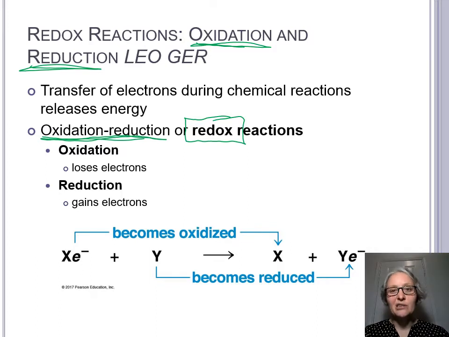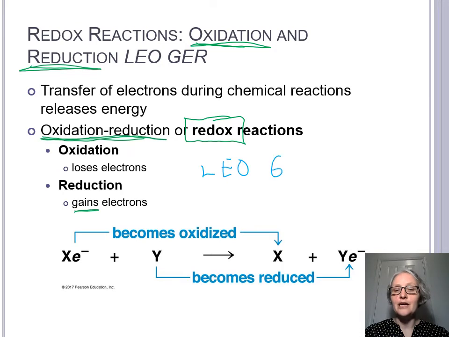Note that it's one of those cases where science isn't really quite making sense, right? Reduction is gaining electrons, so that's a little bit odd. An easy way to remember redox reactions is with the mnemonic, Leo the lion says grr. You've got to spell it this way or it doesn't work. The reason this is useful is if you lose electrons, you're oxidized, so that's Leo. And then grr, if you gain electrons, you're reduced.